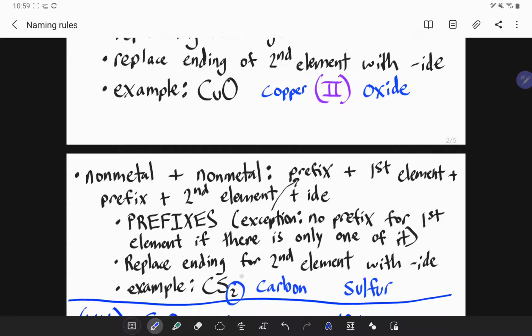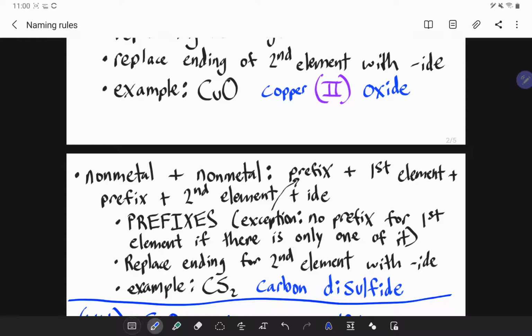However, we have 2 sulfurs, and I'm always writing a prefix for that second element. So I need to think about what the prefix for 2 is. The prefix for 2 is di. So I'm going to write di. And then lastly, I'm going to replace the ending of the second element with IDE. So instead of disulfur, it is disulfide. Replacing the ending with IDE. So carbon disulfide is our answer to that final question.